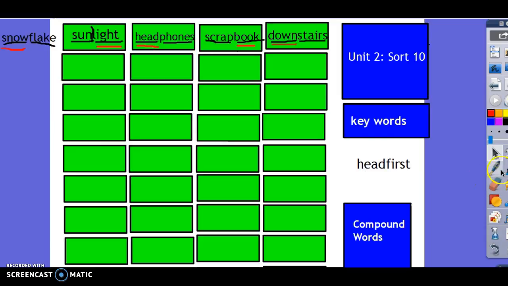So if I pull my first word down, headfirst. If I were to separate this word into two, I would have head and I would have first. When I put them together, I have a new word and a new meaning, headfirst. So I'm going to put this under the head category.